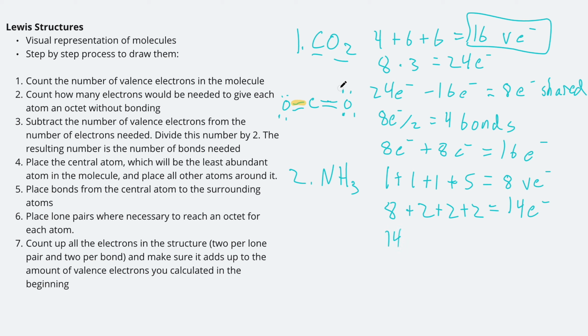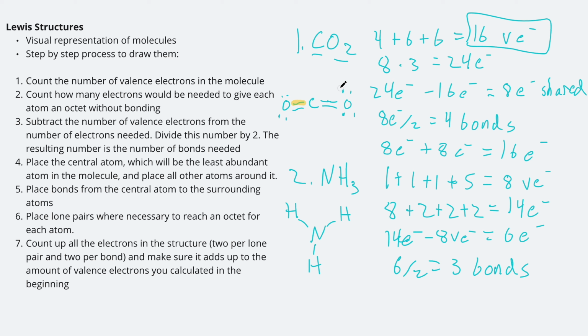Now we do our 14 electrons minus 8 valence electrons, which is going to give us a total of 6 shared electrons. And then 6 divided by 2 gives us a total of 3 bonds. And then now we just draw the molecule. Nitrogen is our least abundant atom, and then draw the hydrogens around it. We have 3 bonds, so it makes perfect sense that we'd have 1 bond going to each hydrogen.